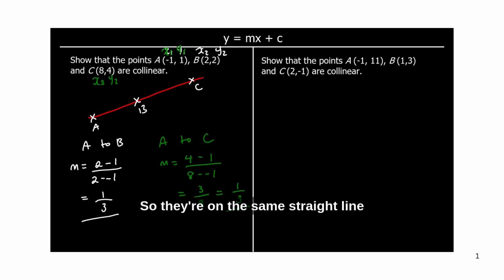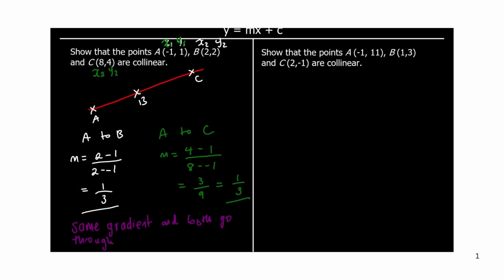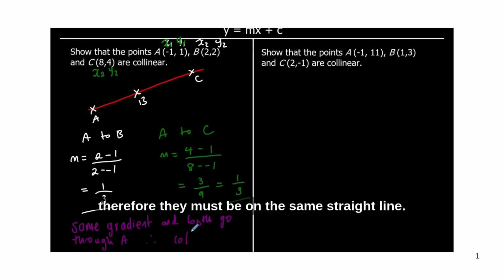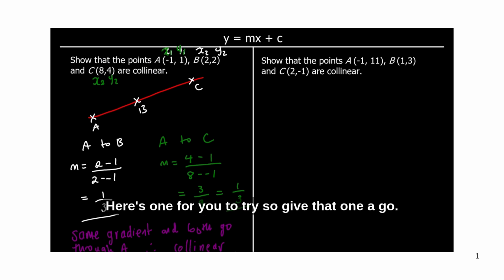So they're on the same straight line, same gradient, and they both go through A. Therefore, they must be on the same straight line. Here's one for you to try, so give that one a go.